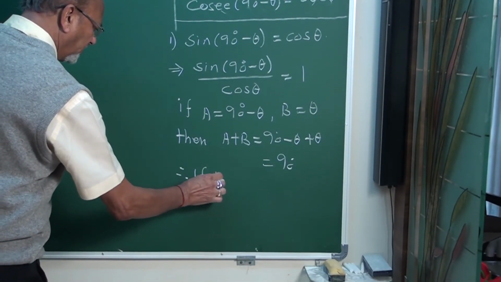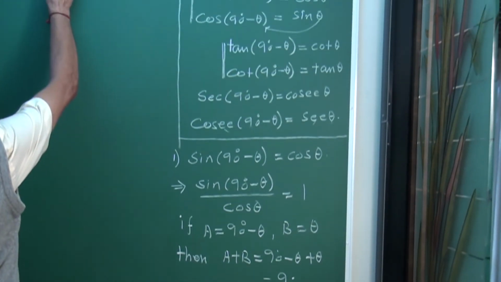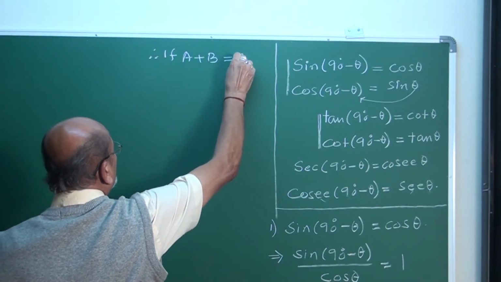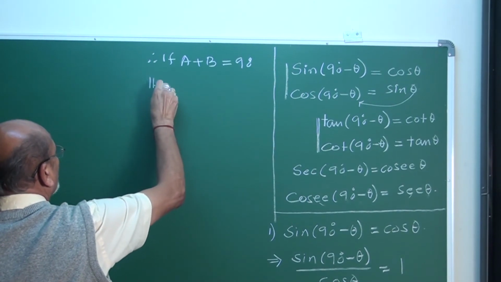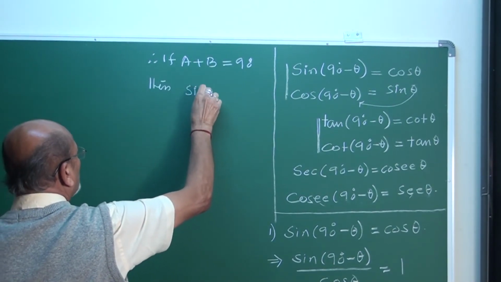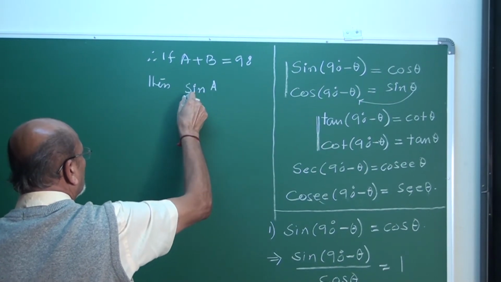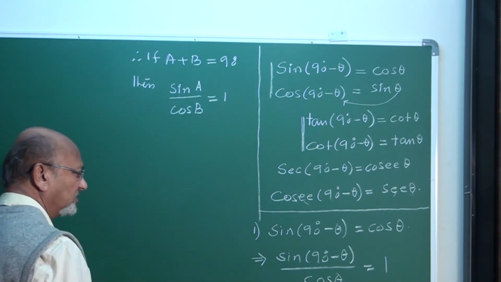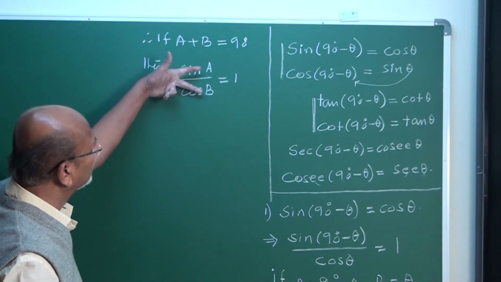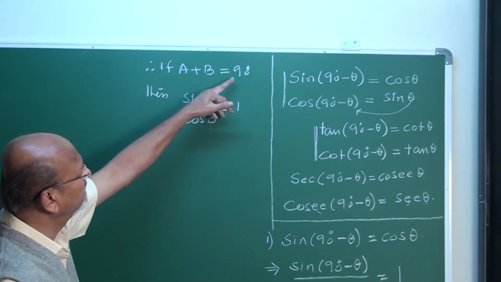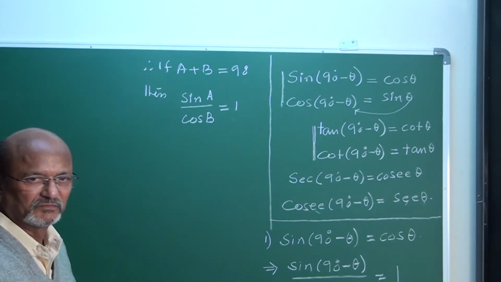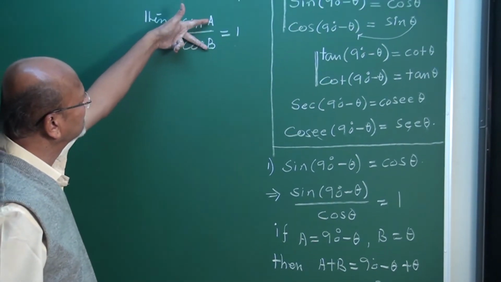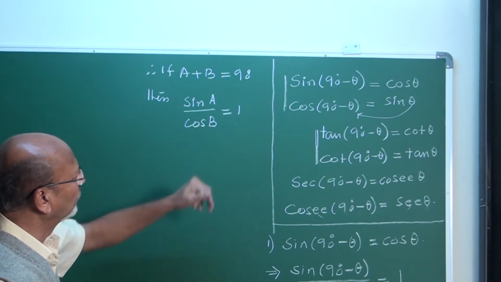If A plus B equals 90 degrees, then sine A, putting the value 90 minus theta, over cos B, which is cos theta, equals 1. This is your result. While doing the example, just see what the sum of these two is. If the sum is 90, what is the ratio? 1, finished. No need of writing all these things, just verify: is the sum 90? If yes, what is the value? 1.